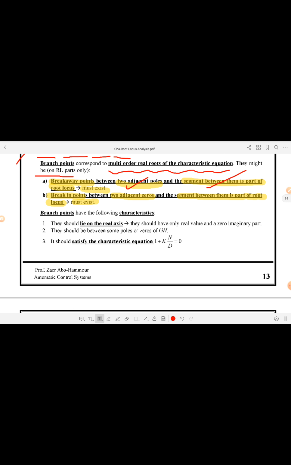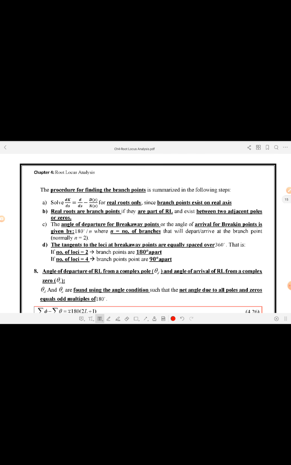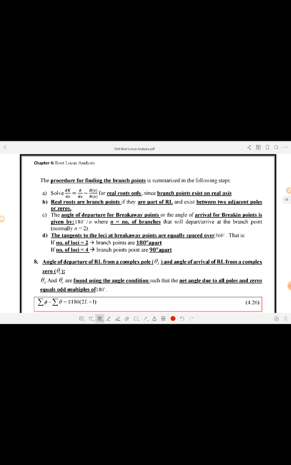So, characteristics of the branch points. Number one, they lie on the real axis. And the second characteristic is that at the branch points we are still satisfying the characteristic equation, which is 1 plus GH or 1 plus KN over D equal to 0. Okay, so we have understood that the branch points correspond to multiple order roots of the characteristic equation, and they are classified as break-in or break-away points.